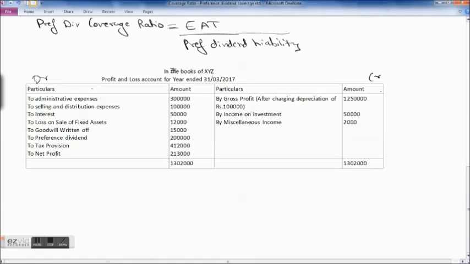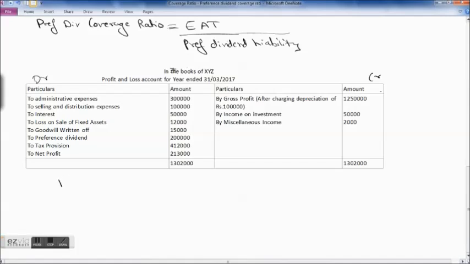Then on the debit side we have expenses: administrative expenses 3 lakh, selling and distribution expenses 1 lakh, interest 50,000, loss on sale of fixed assets 12,000, goodwill written off 15,000, preference dividend 2 lakh, tax provision 4,12,000, and net profit, which is nothing but net profit after tax, and that comes to 2,13,000. Okay, so now we have to calculate the preference dividend coverage ratio.